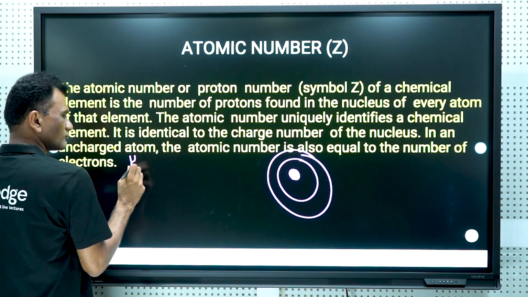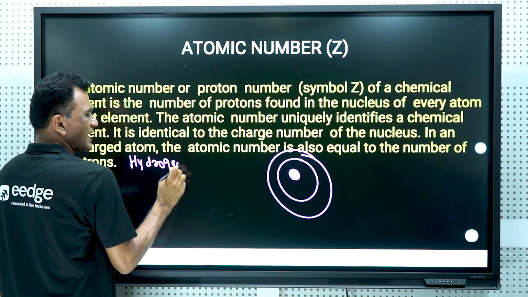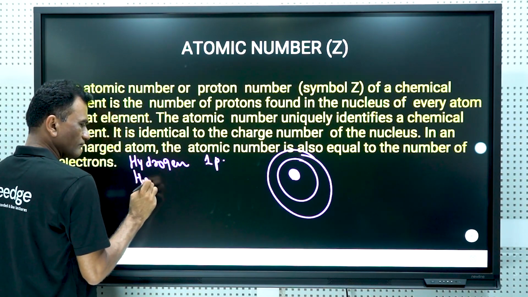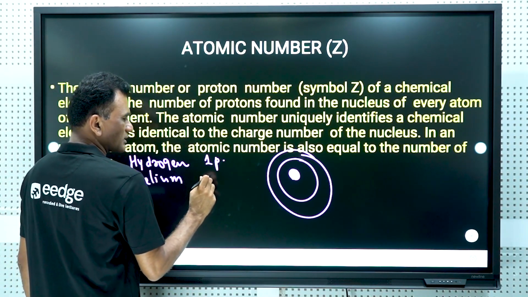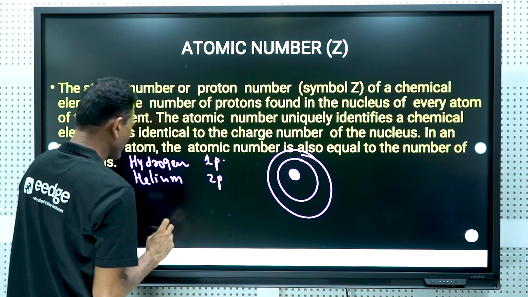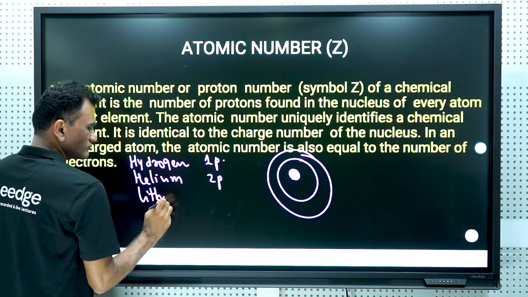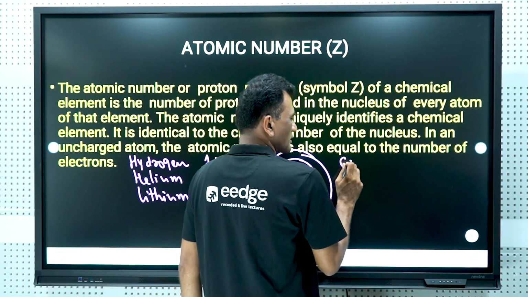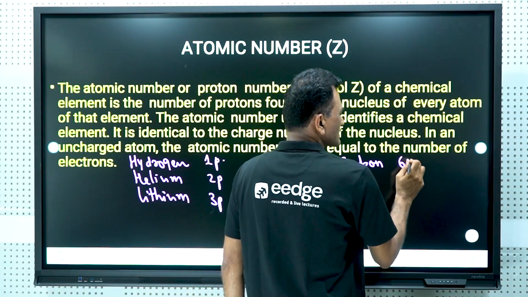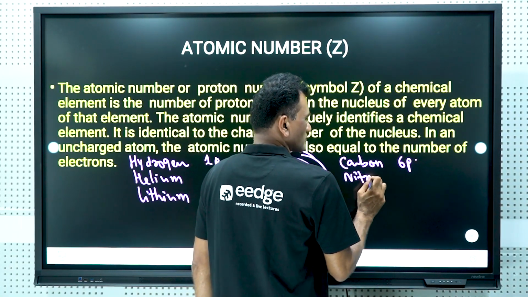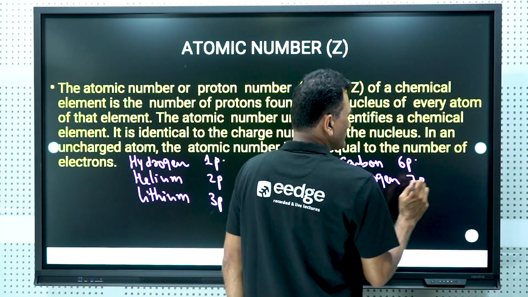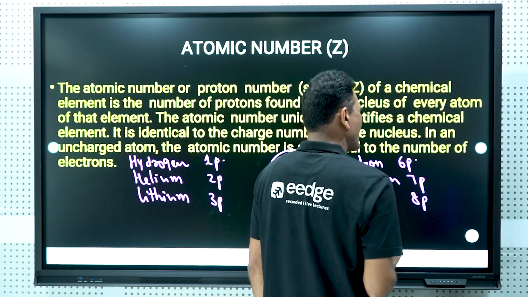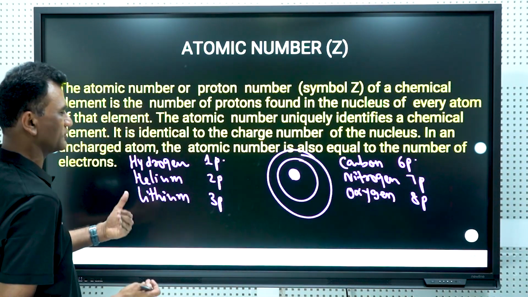So a hydrogen atom contains 1 proton in its nucleus. Helium contains 2 protons inside the nucleus. Lithium contains 3 protons, right? Carbon contains 6 protons. Nitrogen contains 7 protons. Oxygen has 8 protons, and these are called atomic numbers. So atomic number is the number of protons.